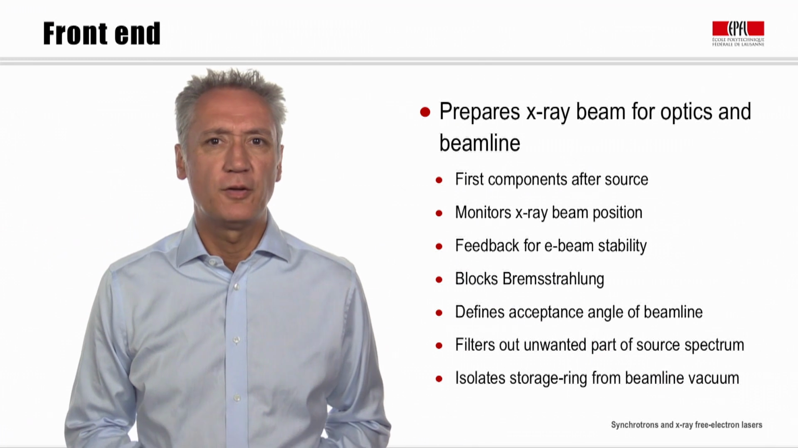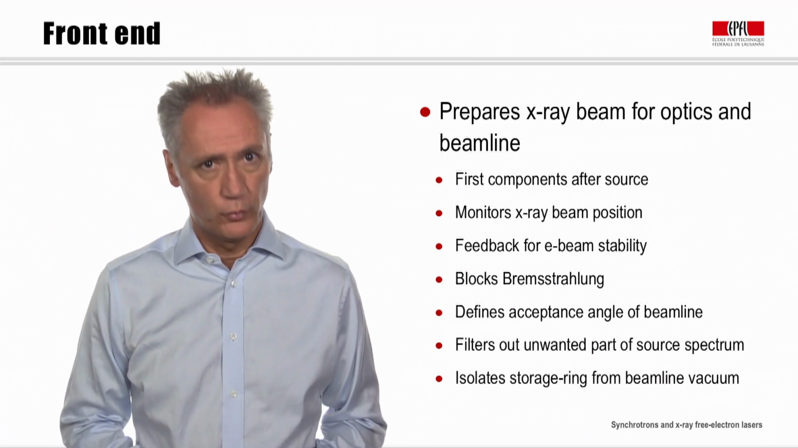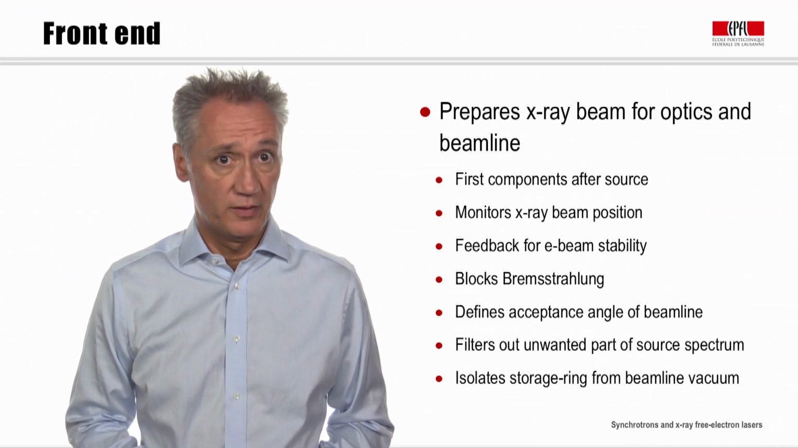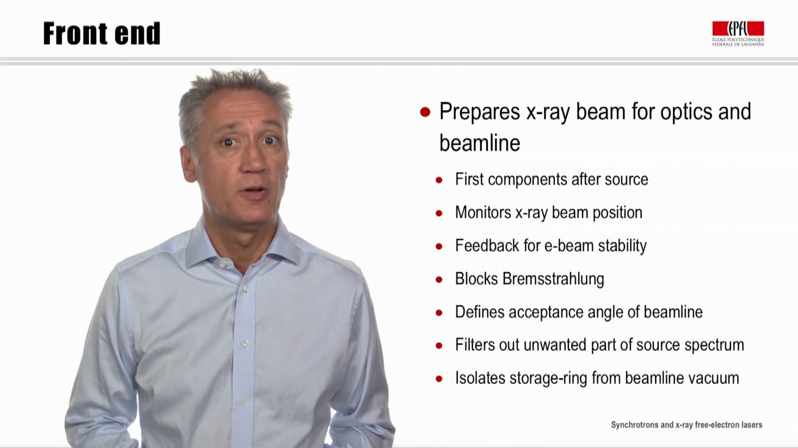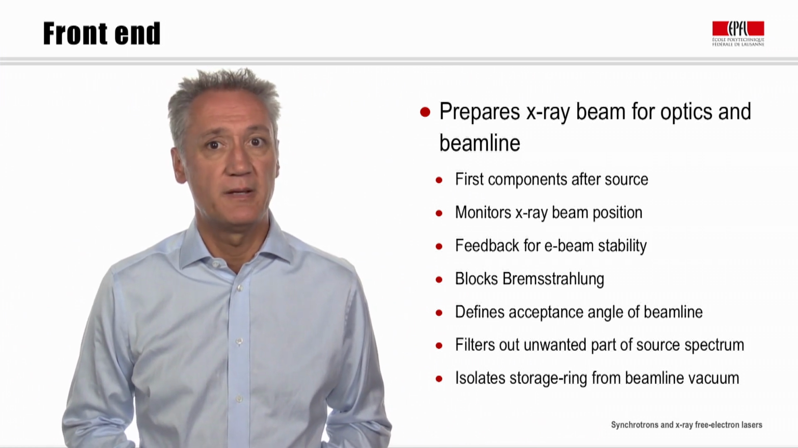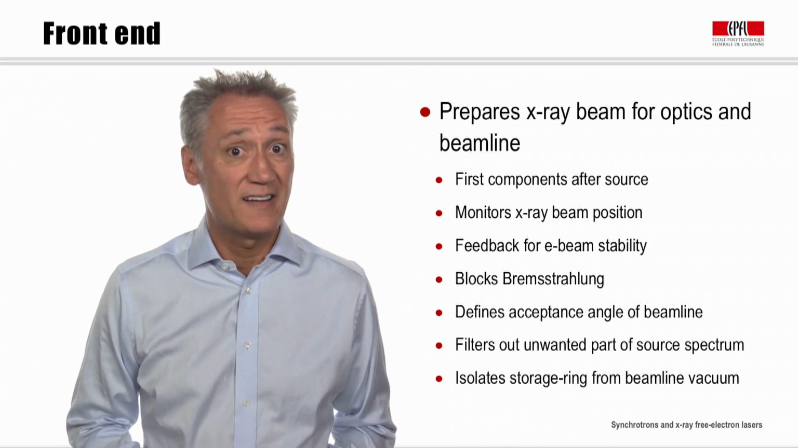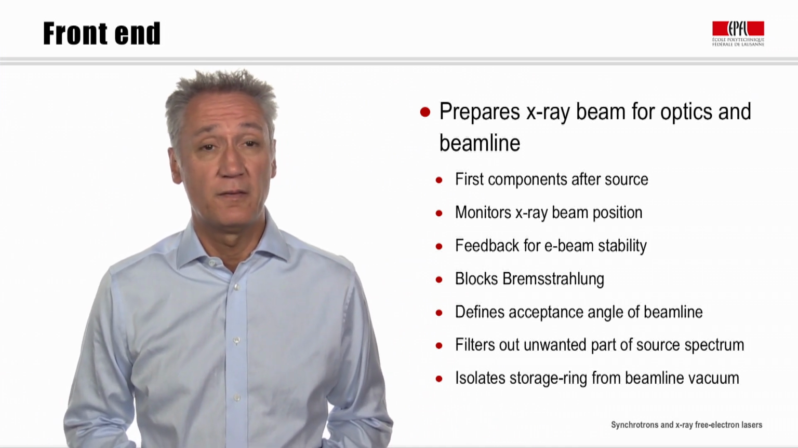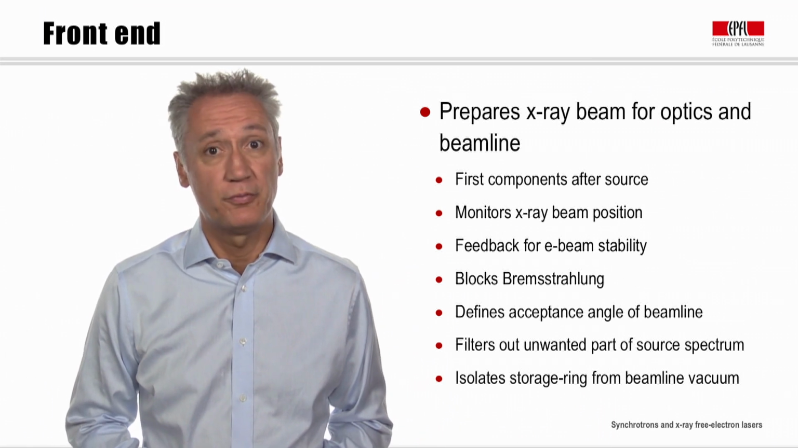The purpose of the front end is to clean up the source radiation before it impinges on the primary optics and other components. Its primary functions include monitoring the position of the X-ray beam, normally at 2 or more positions, so that the position and angle can be triangulated and the stability monitored, also allowing feedback to improve this if necessary.